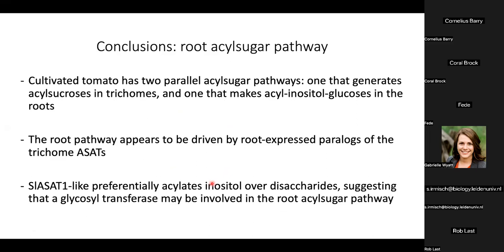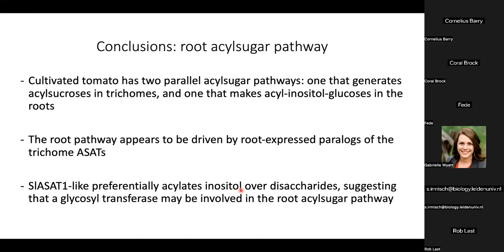trichomes, as has been thoroughly described in the literature. It also makes root acyl sugars. These root acyl sugars seem to be made by paralogs of the trichome pathway that are expressed specifically in the roots. And these paralogs have activity with inositol in some cases to eventually create this unique inositol glucose core that hasn't been thoroughly described in Solanaceae acyl sugars quite yet.